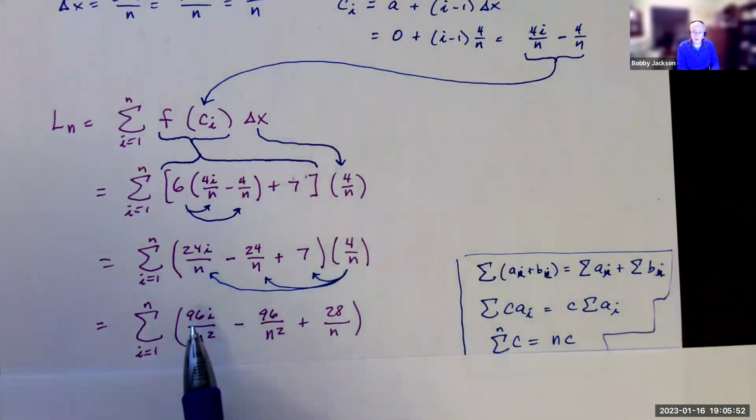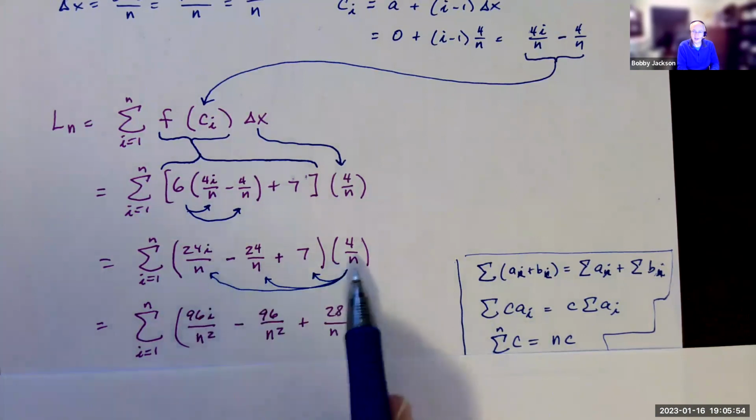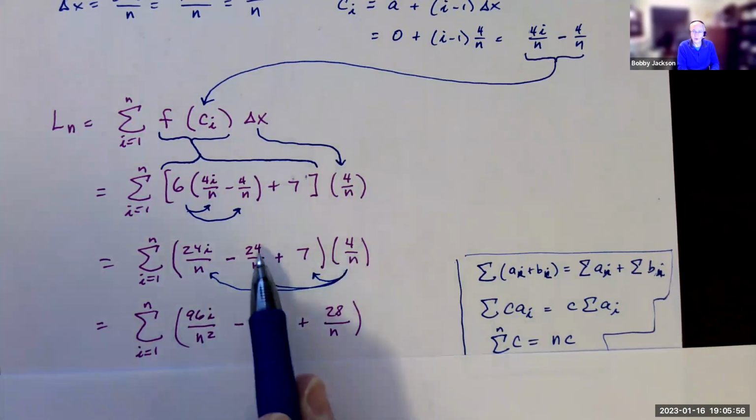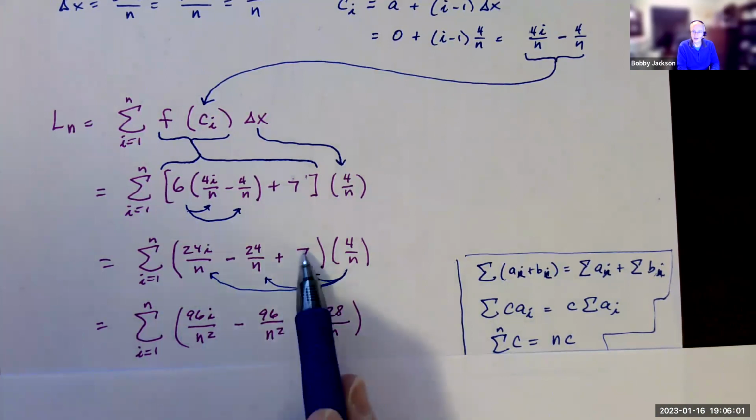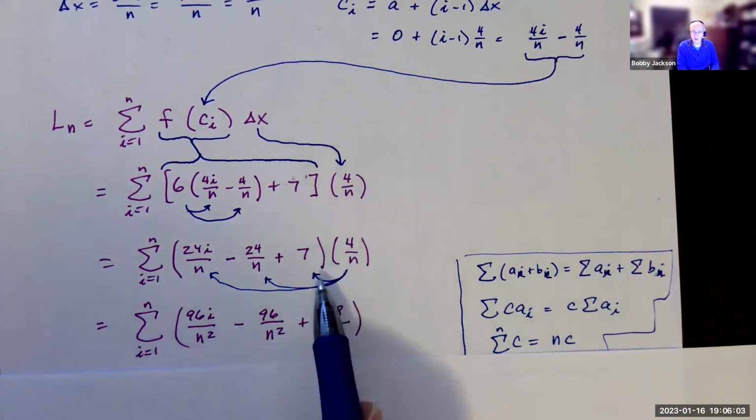4 times 24 is 96i. Notice n times n gives me n squared here. 24 times 4, 96, n times n squared here. And then 7 times 4, 28, and then just one n in the bottom.